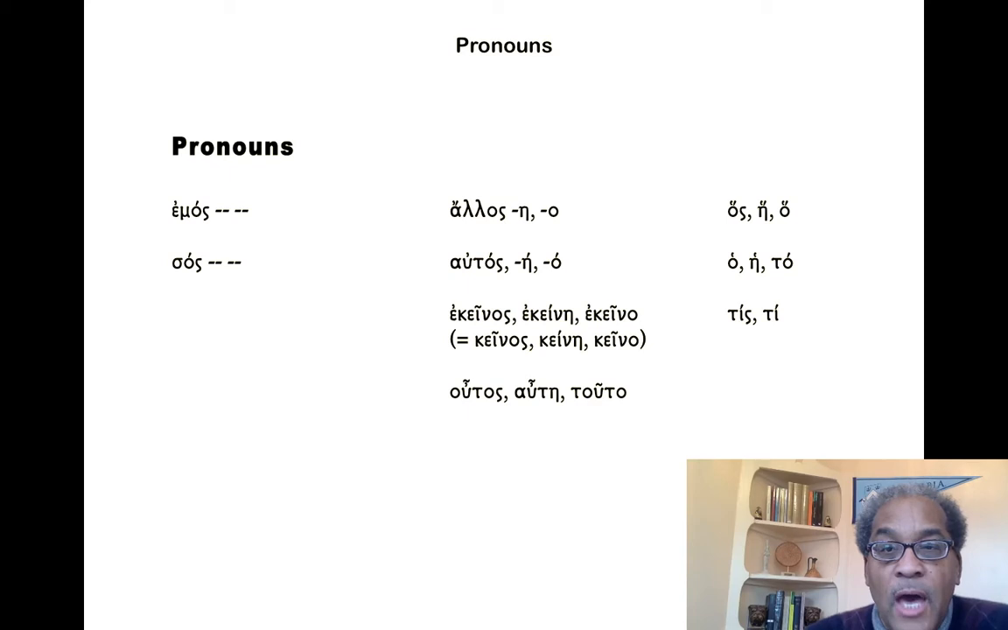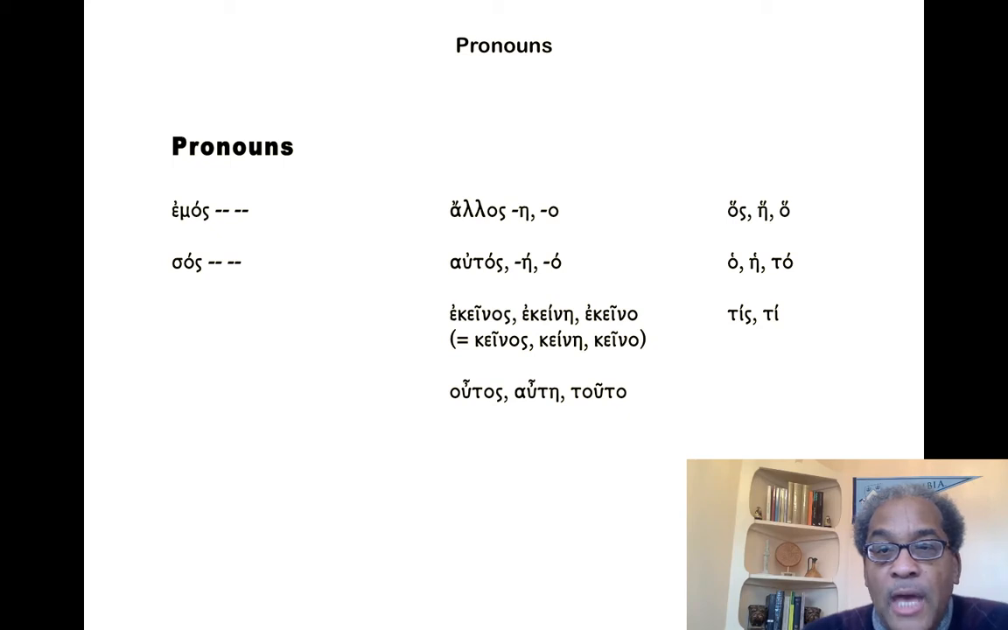And then we have alos, ale, alo, which is really an adjective, but it's included here because of the way it inflects, with the omicron sigma in the masculine, the eta in the feminine, but then the omicron alone in the neuter. So you will see that that is the theme of this group of pronouns. And so alos gets included there.